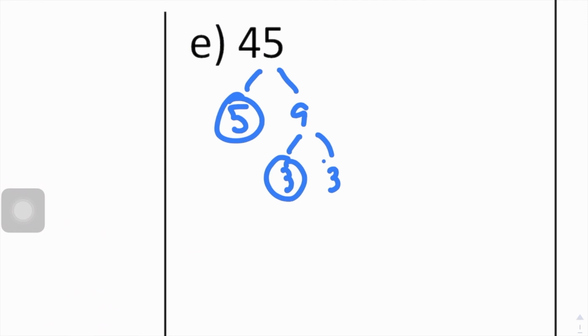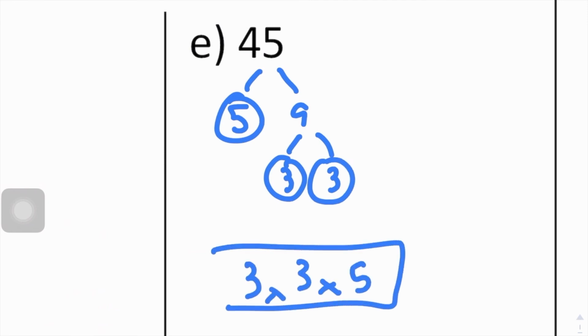45. Let's take a look at this one. 2 doesn't go into this one because the one spot has a 5. 5 does. So let's change my colors. 5 and 9. 5 is prime. 9 is not prime. It is 3 and 3. So 3 times 3 times 5. That is the prime factorization of 45.